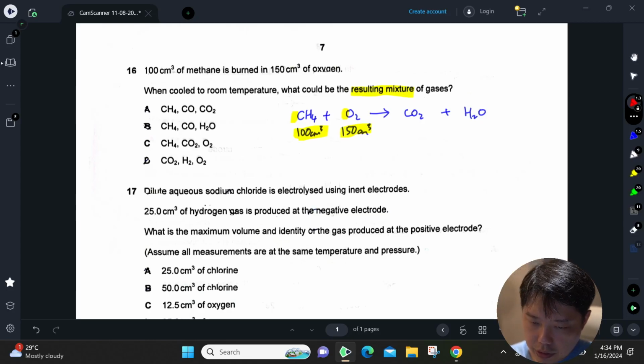All right, let's look at question 16. They say that 100 cm³ of methane is burned in 150 cm³ of oxygen, which is in excess. When cooled to room temperature, what could be the resulting mixture?